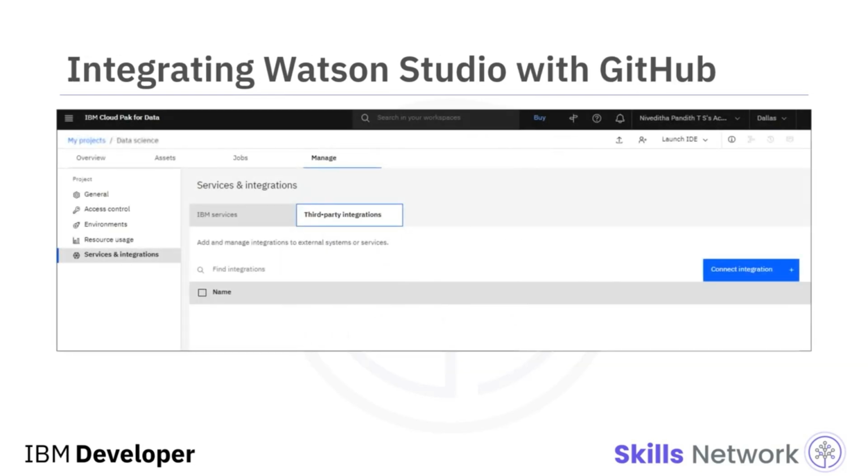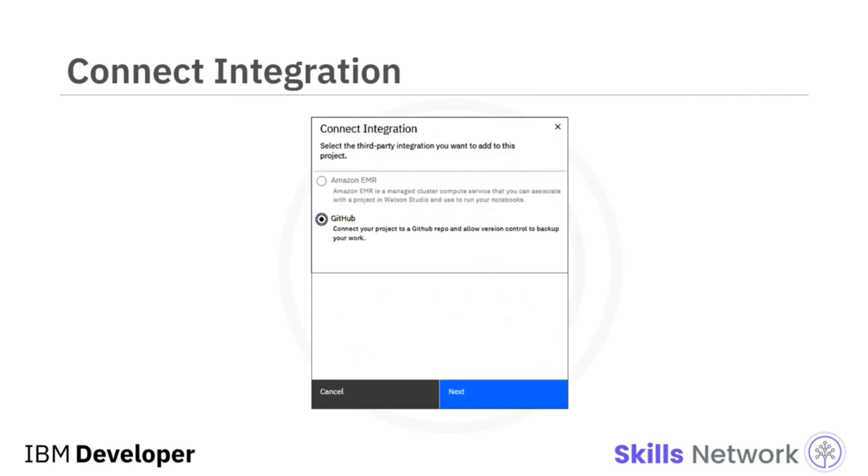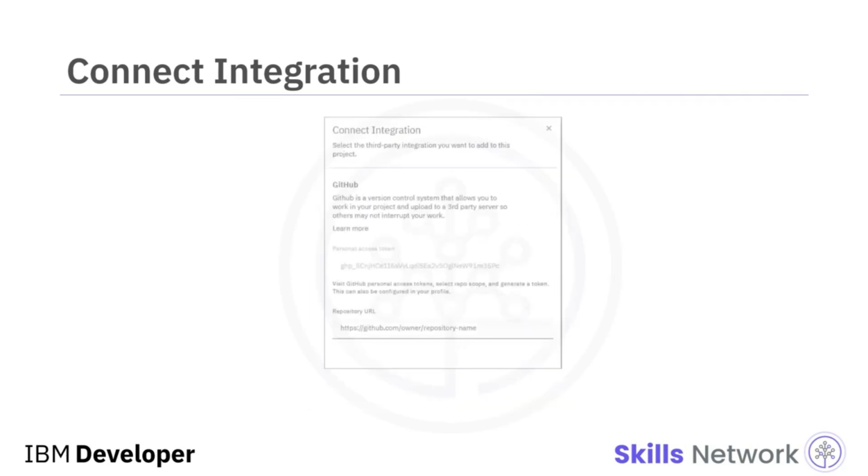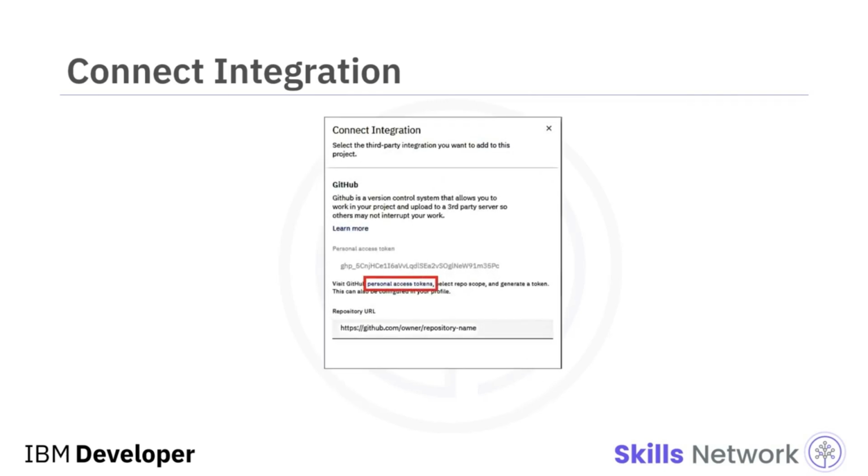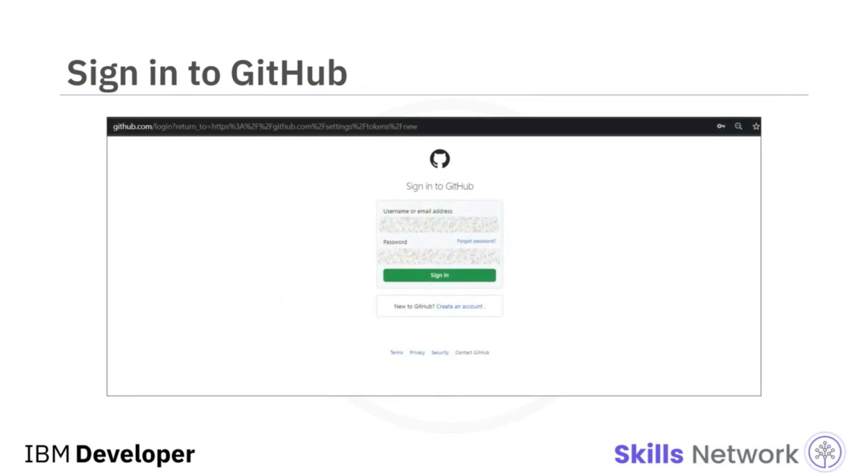To integrate Watson Studio to GitHub, click Manage, then on the left panel under Project, click Service and Integrations. Next, in IBM Services, select Third-Party Integrations and then click Connect Integration. In Connect Integration, to establish the connection, select GitHub and click Next. Click the Personal Access Token hyperlink to create the new access token. Log in to your GitHub account by entering your username and password.